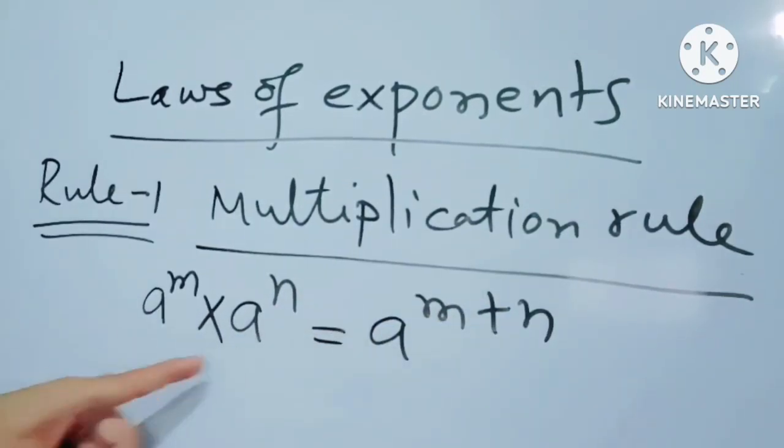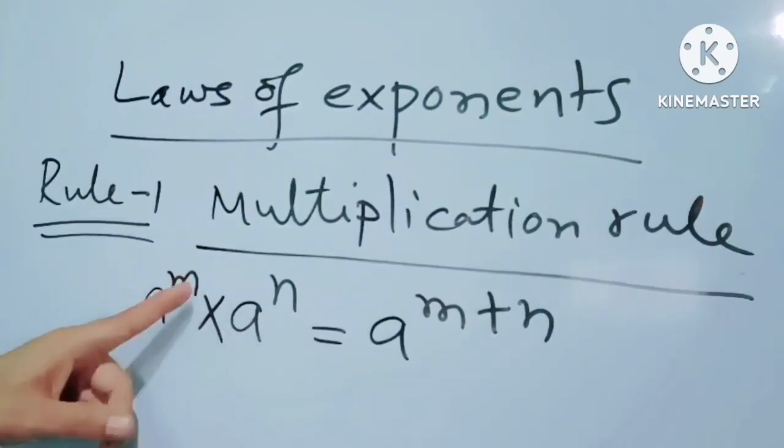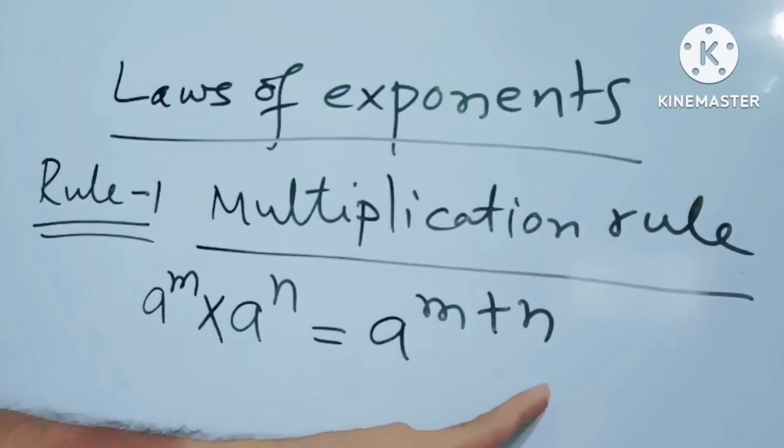Here the base is the same, so we can write the base one time, and here is multiply, so we change it to m plus n. This is called the multiplication rule.